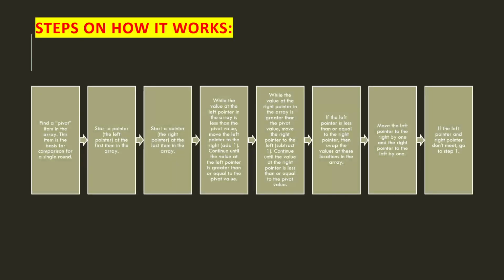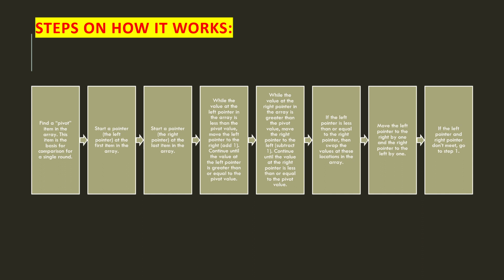Next, these are the steps on how it works. The first one is to find a pivot item in the array. This item is the basis for the comparison for a single round. In finding a pivot, you can choose any of the elements in the array. Maybe it's the median, the first element, or the last element, or maybe a random one.